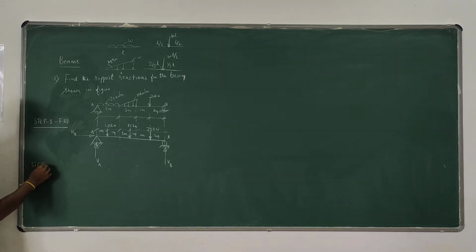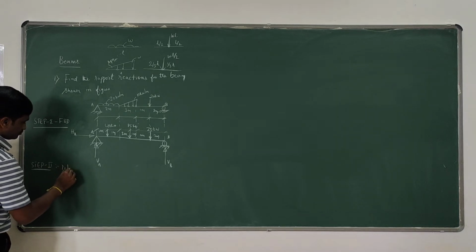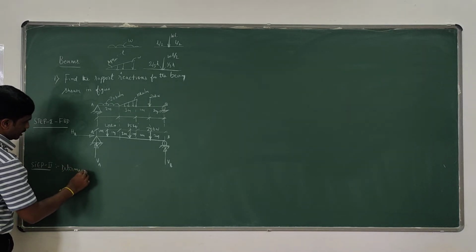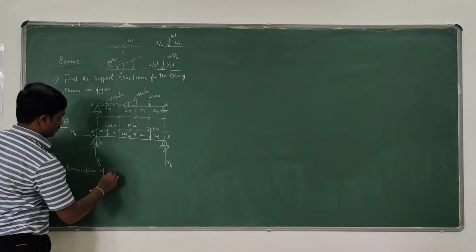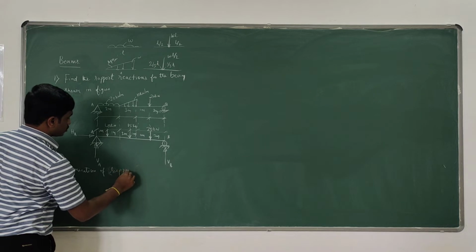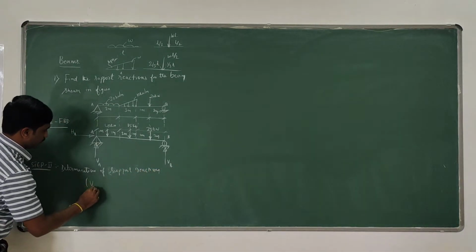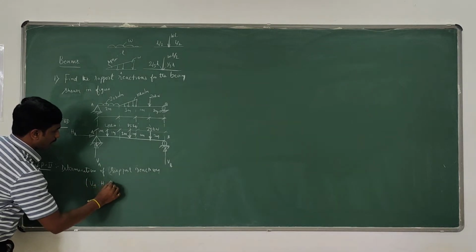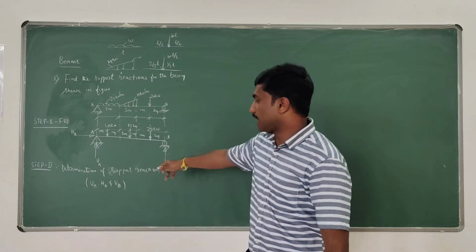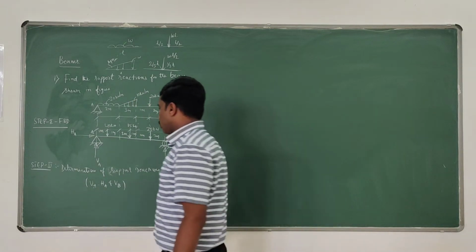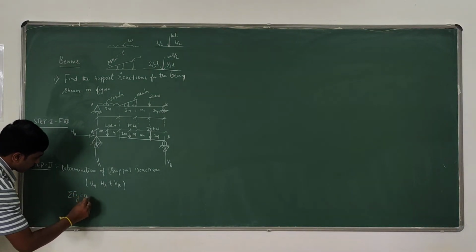Next, step 2 is the determination of support reactions. What are the support reactions? That is VA, HA and VB. For this, apply sigma Fy equals 0.